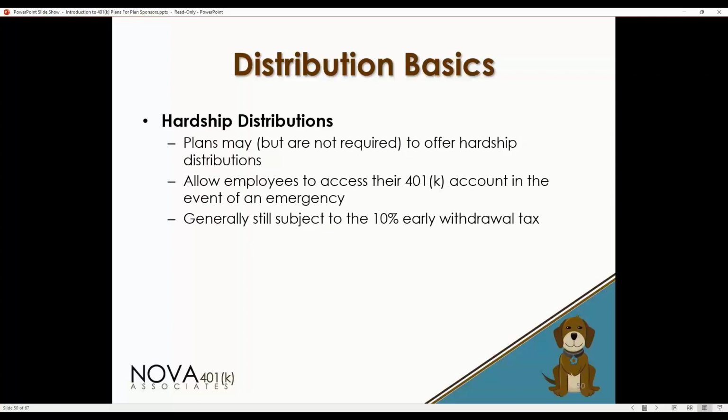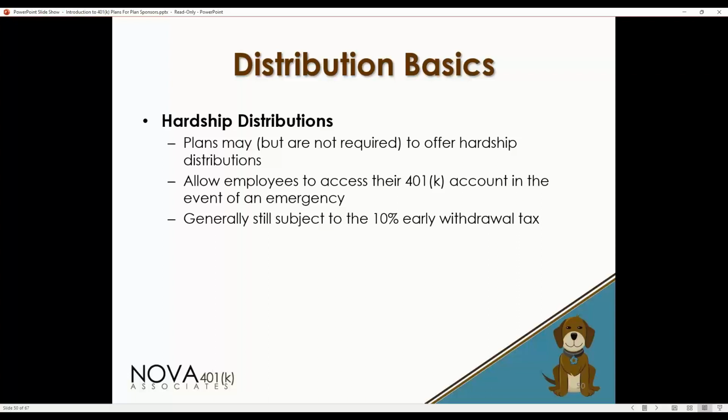Next, we'll talk about hardship distributions. Just like in-service withdrawals at age 59 and a half, hardship withdrawals are optional as well. The plans are not required to offer it. But with the 59 and a half withdrawals and the hardship, it just allows a participant some security to know that if they want to take a withdrawal from the plan for whatever reason might come up, they do have access to it, even if they haven't terminated employment.